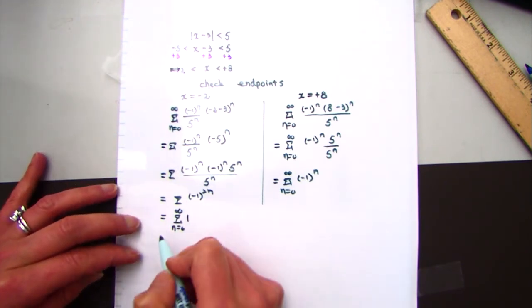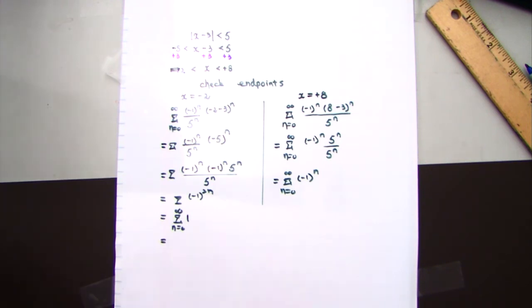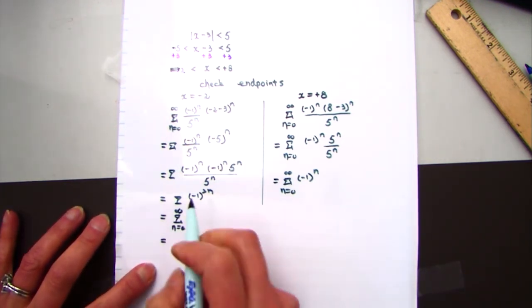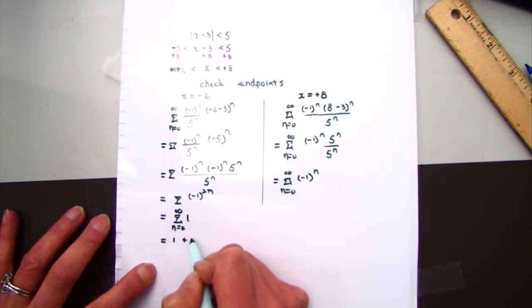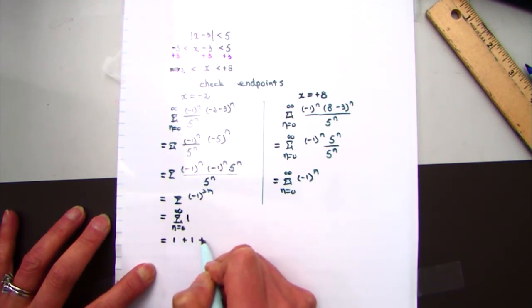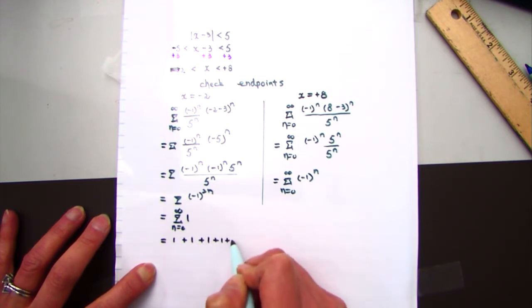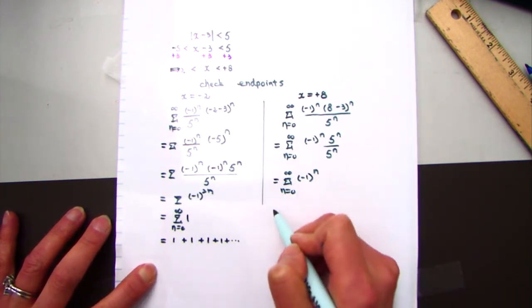Let's open it up and see what's going on. Remember, if a series is convergent, you need to add up to a finite number, a number like 1 or 10 or something. Let's see what's going on. n equals 0, 1, plus n equals 1, 1, n equals 2, 1. Oh, can't stop. We know what that is, right? I'll let you think about it. I'm going to go on to the other one.